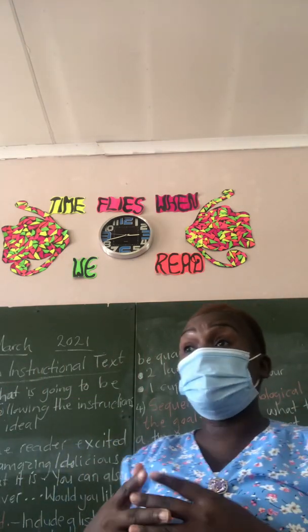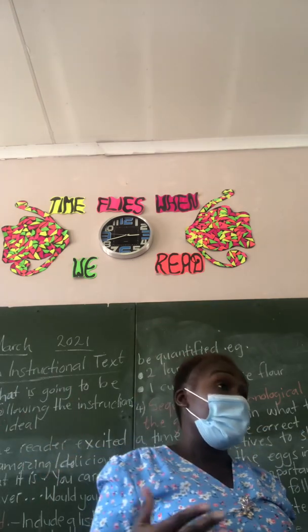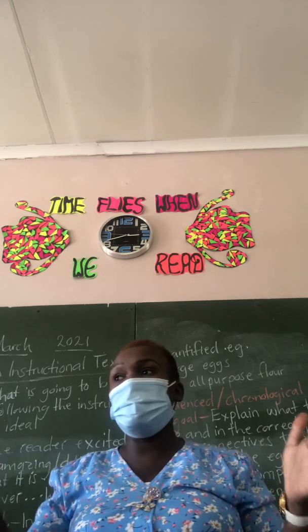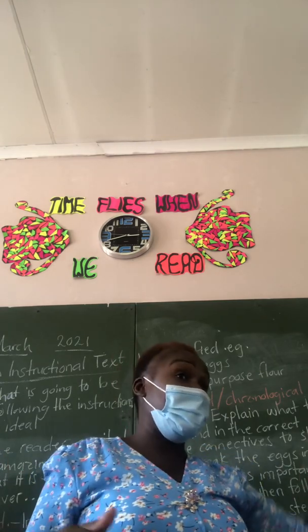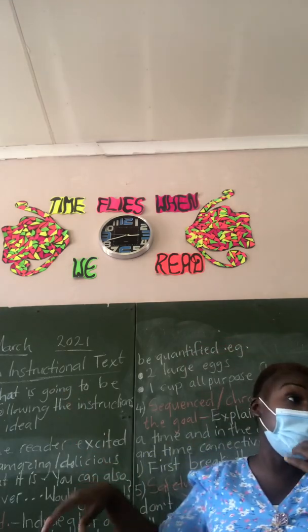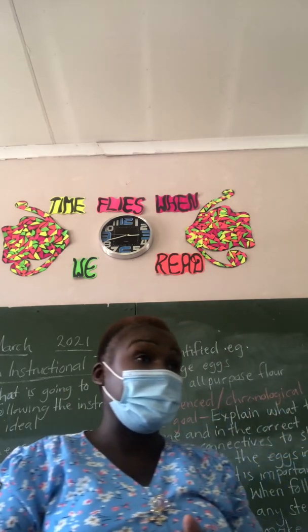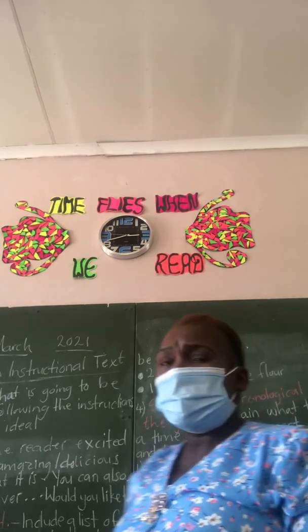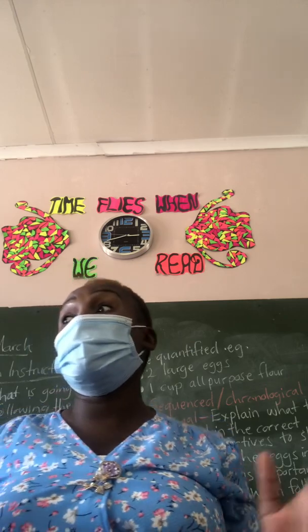The objective of this lesson is that by the end of this lesson, each and every one of us should be able to write an instructional text following the structure that is prescribed on the board this afternoon. Are we together? Yes. So, when we are writing an instructional text, boys and girls, it begins with a title.